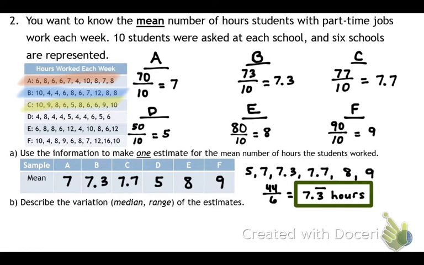Now we've got problem B. It asks us to describe the variation, which means the median and the range of the estimates. So let's write median down, and then let's write range. Remind me again, class, what does median mean? The center or the middle number. What's the center number here?